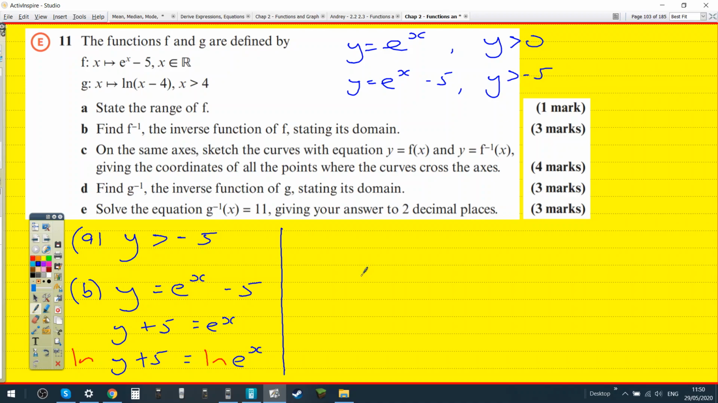I don't know if I did it wrong. I started off by doing x is equals to e to the y minus 5. Yeah, that's fine. So ln x plus 5. And then I move the y to the front. So ln x plus 5 equals to y. And y is usually acceptable. Stating its domain.